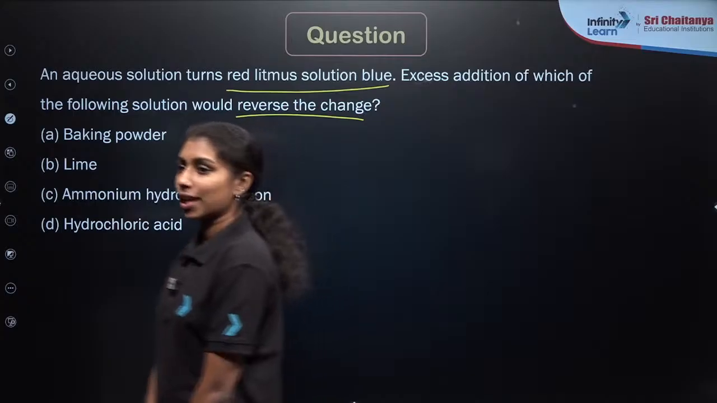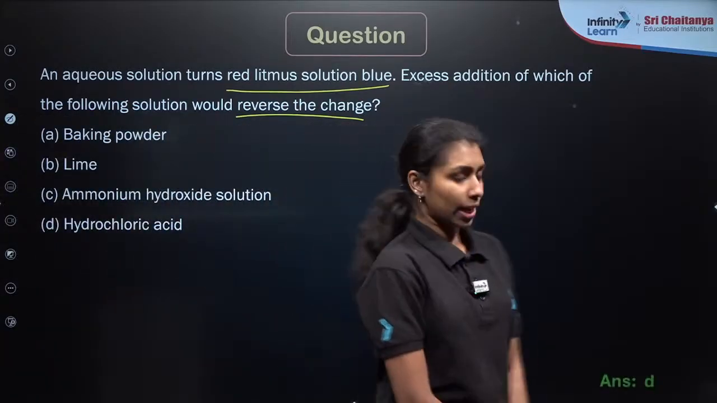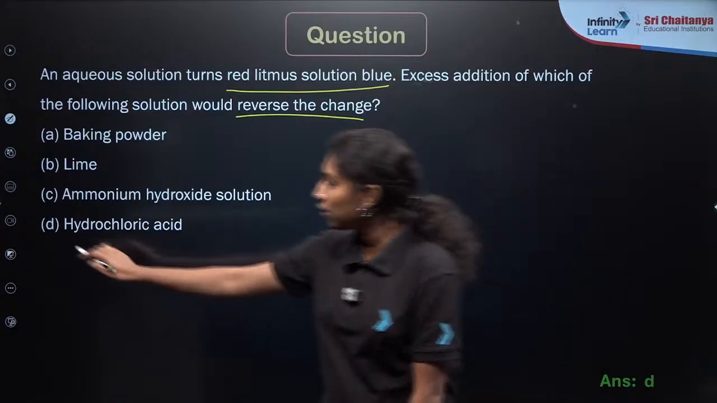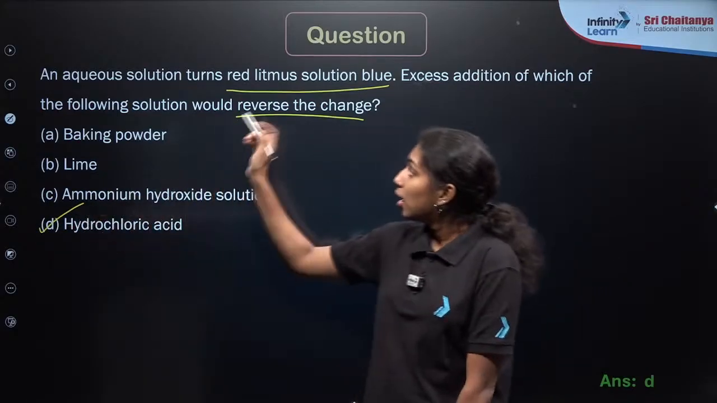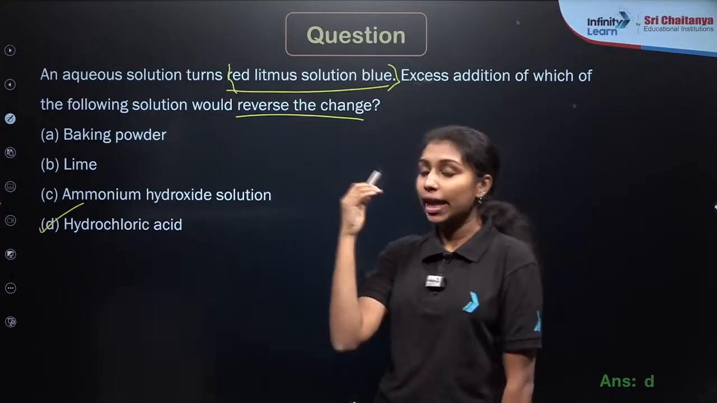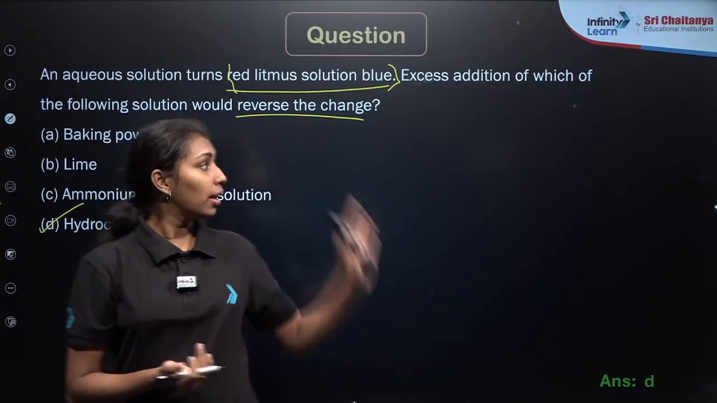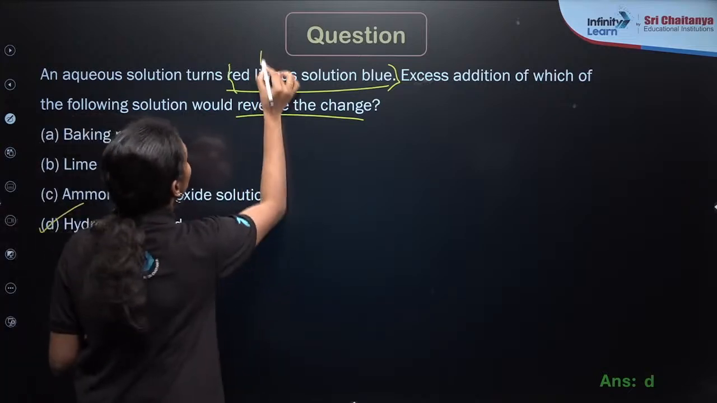Yes, again Arushi is saying option D is the correct answer. Let's see what is the answer. Yes, option D is the correct answer, that is hydrochloric acid. So, we already know about the litmus test, right? If you take red litmus and it changes color from red to blue, it will be a basic solution, right? It will be a basic solution.